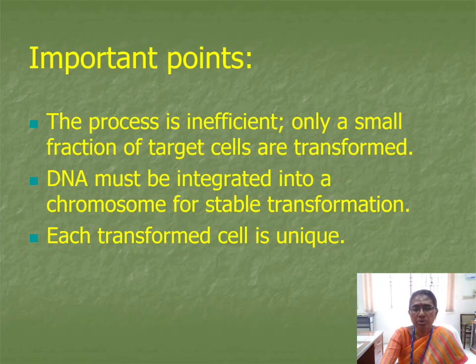And here the important point is, in the case of Agrobacterium mediated transformation, the process is somewhat inefficient. Only a small fraction of the target cells are transformed. And here the DNA must be integrated into a chromosome for stable transformation. And each transformed cell is unique in its character.